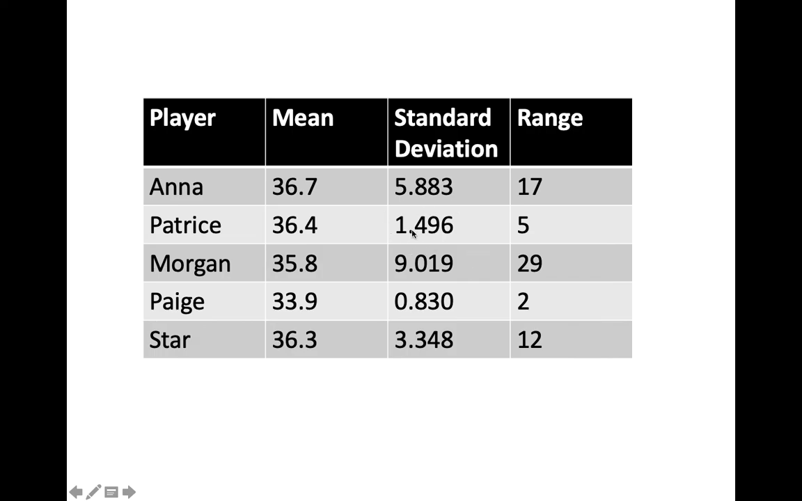Others said that Patrice was a good option. She's got a pretty strong mean and she's got a pretty good standard deviation. She doesn't go too far from that. So she's pretty consistent and she's quite a bit higher than Paige, who was very consistent. So there were lots of different opinions that you could have, but remember the whole purpose of it is to back up what you're saying with the math that you see in front of you.